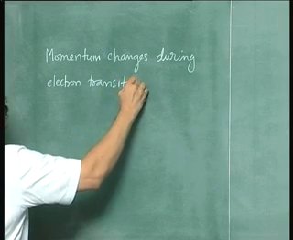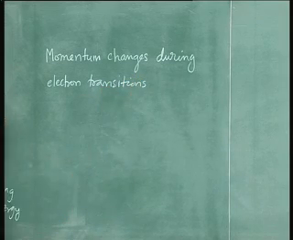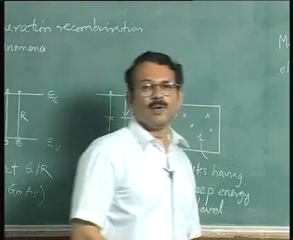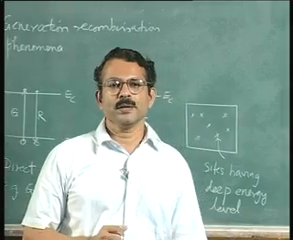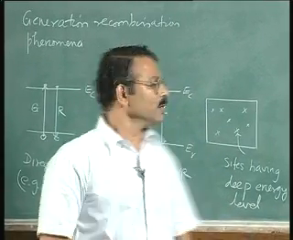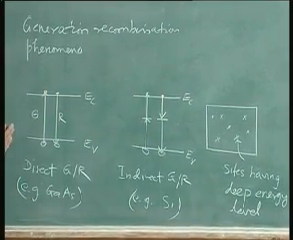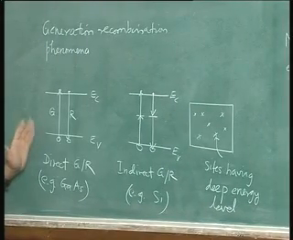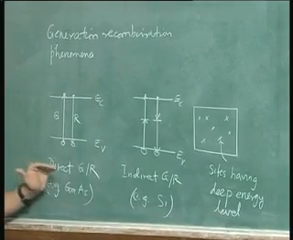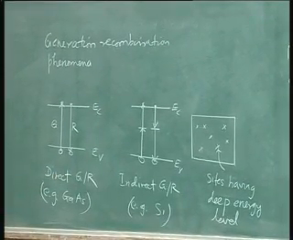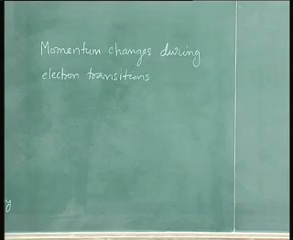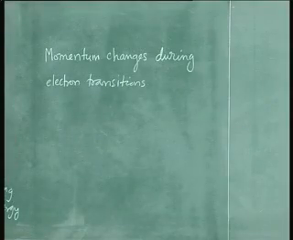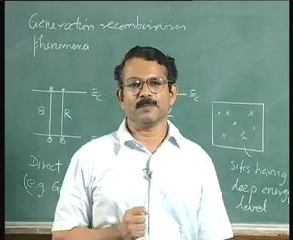So momentum changes during electron transitions. For this purpose, we need to draw what is called an energy momentum diagram. Okay, in this particular energy band diagram, the momentum considerations are not shown. So we need to plot energy on the vertical axis and momentum on the other axis, and then we can understand the changes in momenta during transitions very easily. Now how do you get the energy momentum diagram of electrons in the conduction and valence bands?